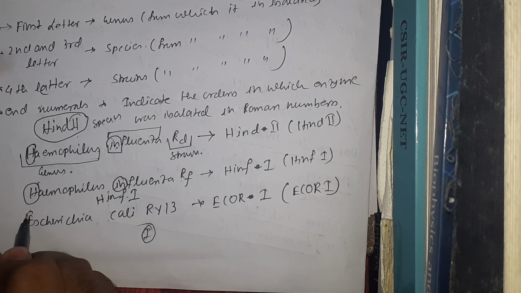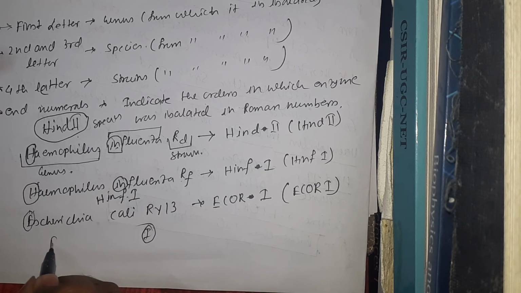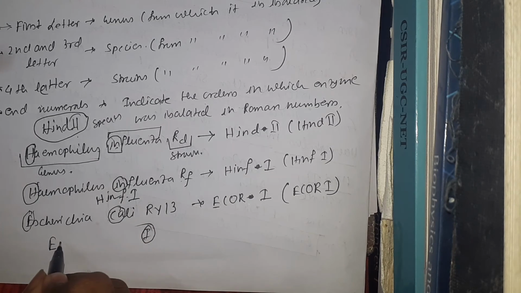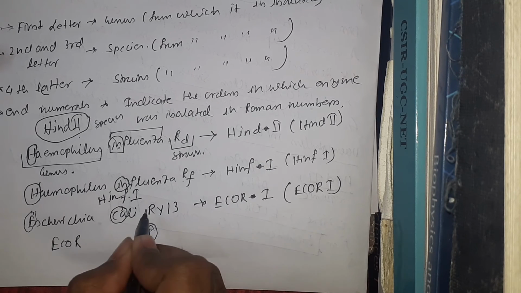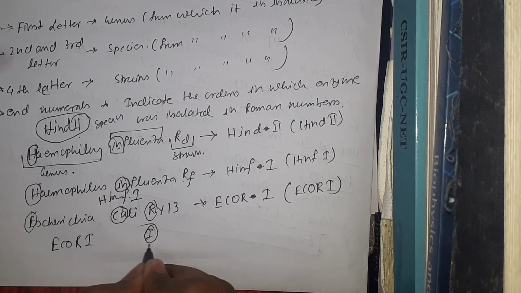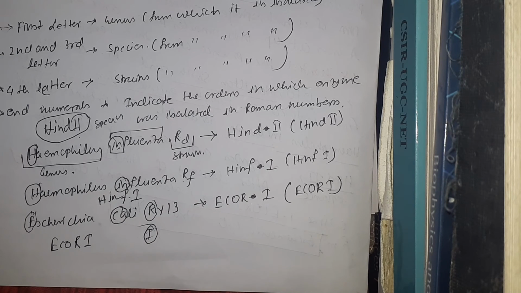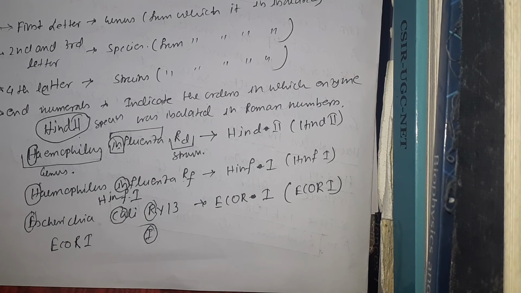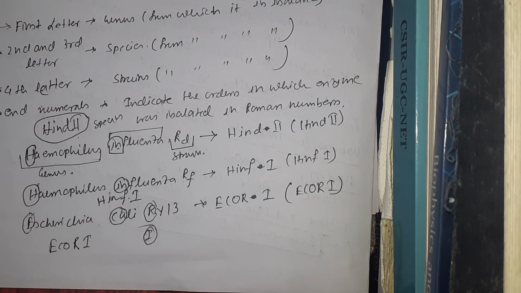Then we will pick the E, which will tell us about the genus. We will pick CO, that will tell us about the species. Then we will pick R, that will tell us about the strain, and then 1. This one will tell us that it was the first enzyme that was isolated from that particular bacterium. Okay, that is how a particular restriction endonuclease is named.